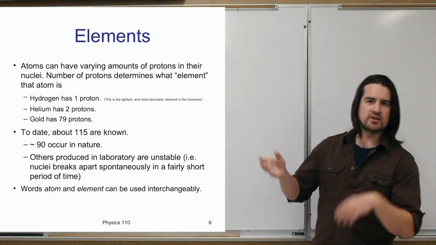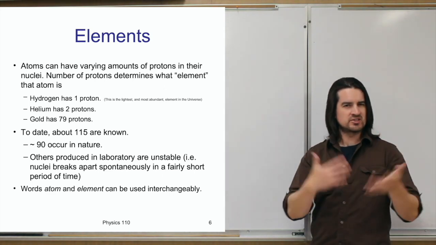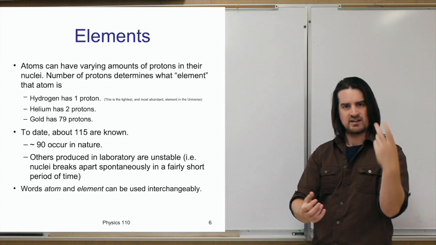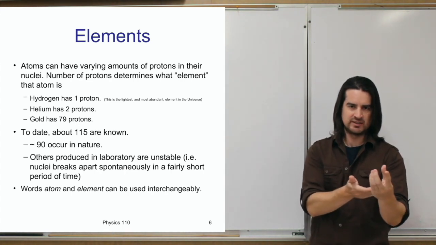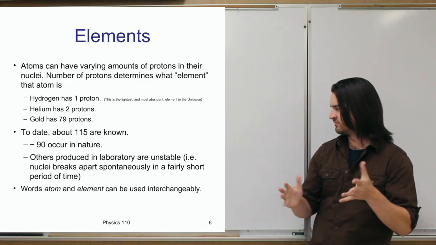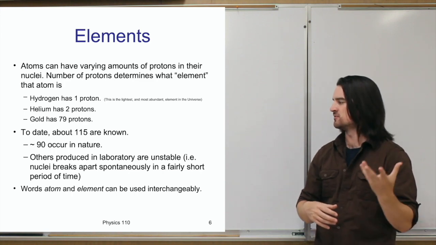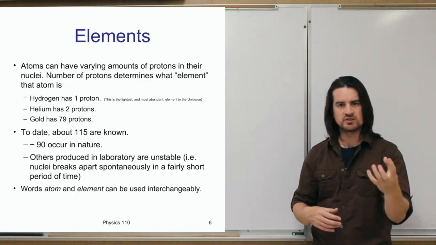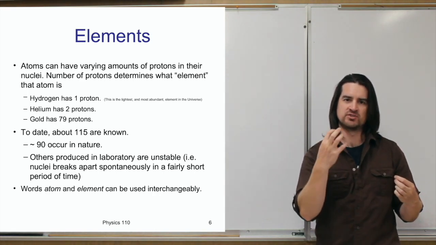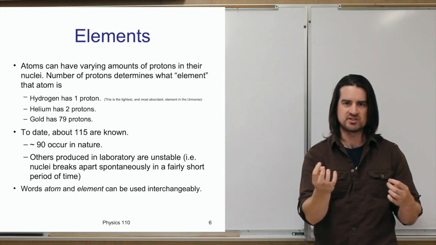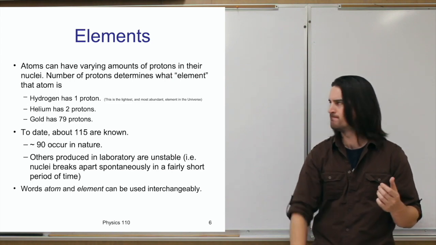So as you can see, the word atom and the word element in some cases are interchangeable. If I say I have an atom, well, you also have some kind of element there. So they can kind of be used interchangeably, but atom is the much more general term. The element is for the specific number of protons that identifies that atom as a particular element.